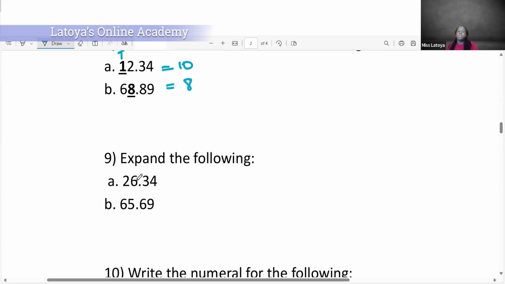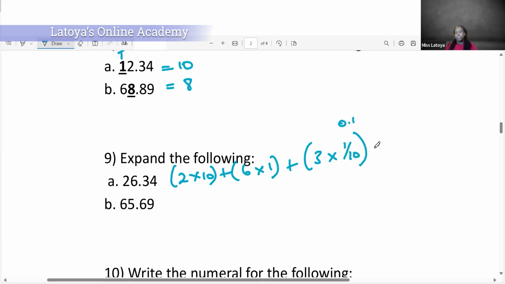The question wants us to expand 26.34, or 26 and 34 hundredths. This is 26, so the 2 is in the tens place. The 6 is in the ones place. The 3 is in the tenths place, and remember, we can write this 1/10 as also 0.1, either or, not both. And the 4 is in the hundredths place. It will be 4 by 100ths, or 1/100 as a decimal, but the 1 has to be in the hundredths place, 0.01.